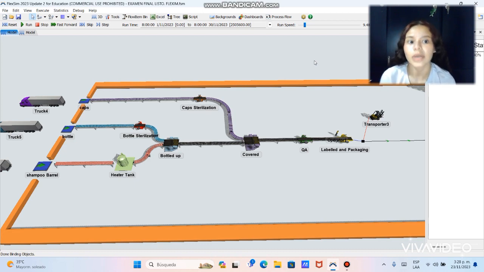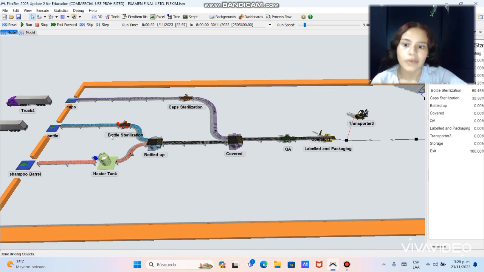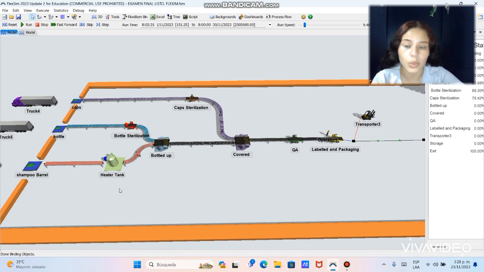So our first location is in the city of Valledupar, the industrial zone. As you can see here, we have three entries: the cups, the bottles, and the shampoo barrels. And then we have three processes. The first and the second are about sterilization: the cups sterilization and the bottle sterilization. And we have a heater tank because there are some ingredients that need to be warmed up before the bottling process.